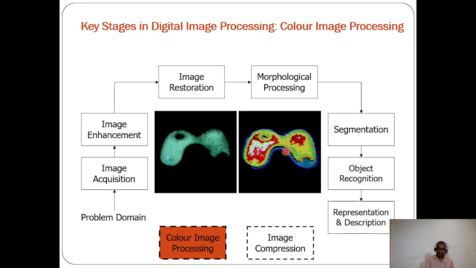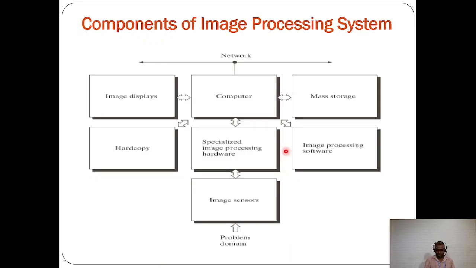Next, the topic is components of digital image processing. We can see this diagram. These are the components of digital image processing. The first one is image sensors. Next we have specialized image processing hardware, image processing software, hard copy, image displays, computers, mass storage, and networks. All these we call components of image processing.